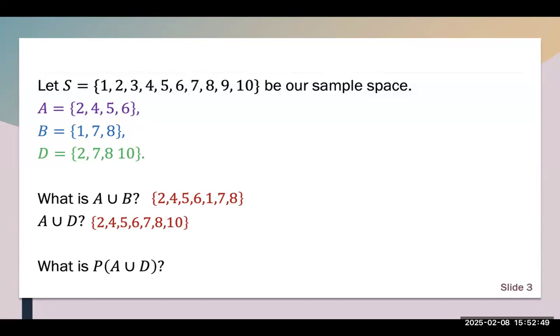And the probability that A or D occurs, we just count how many things are in A or D, which is, I think, 7. And we divide by the total number of outcomes in our sample space. And at the top, it says our sample space has 10 numbers in it. So it's 7 out of 10.